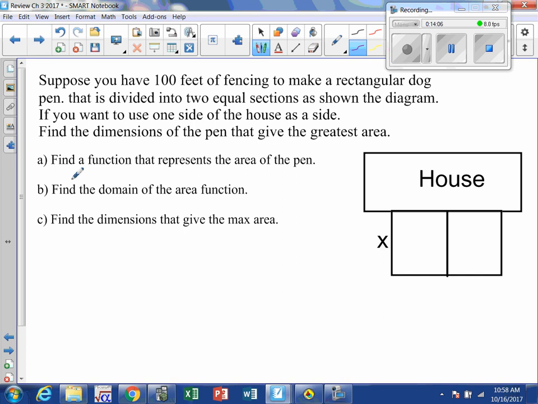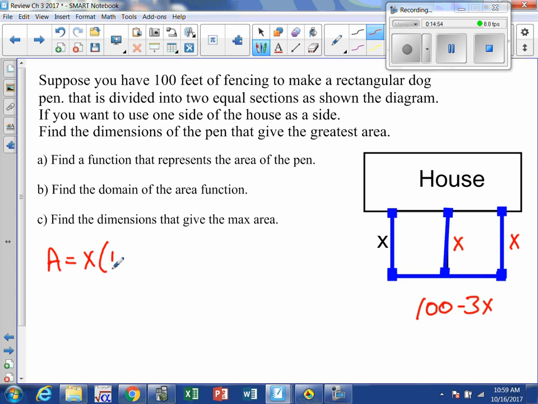The final question is one of our maxim and mins and volume or area questions. So suppose you have 100 feet of fencing to make a rectangular dog pen divided into 2 equal sections, and you want to use the house as one side. So what we're going to need here is fencing for this side, the middle divide, and this side, and that side. So this is a little different from other ones because we not only have x on this side and x on this side, we also have x in the middle, which means this final side will be 100 minus 3x. So our area is going to be x times 100 minus 3x.